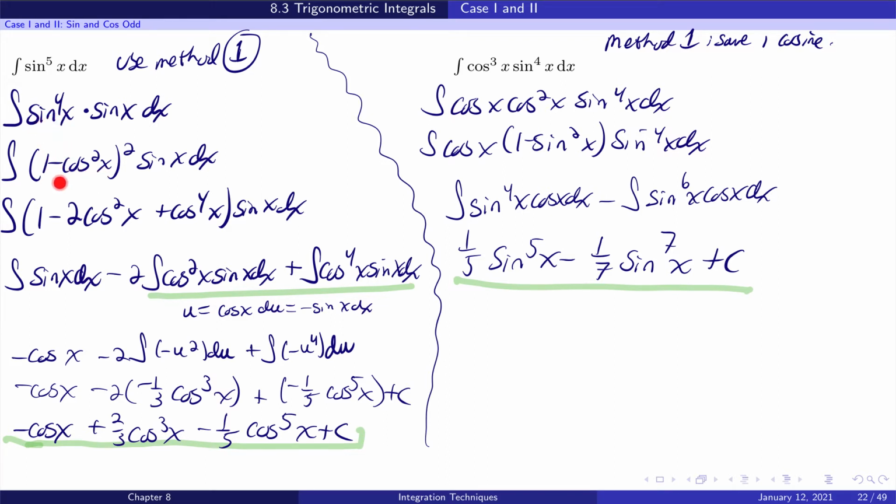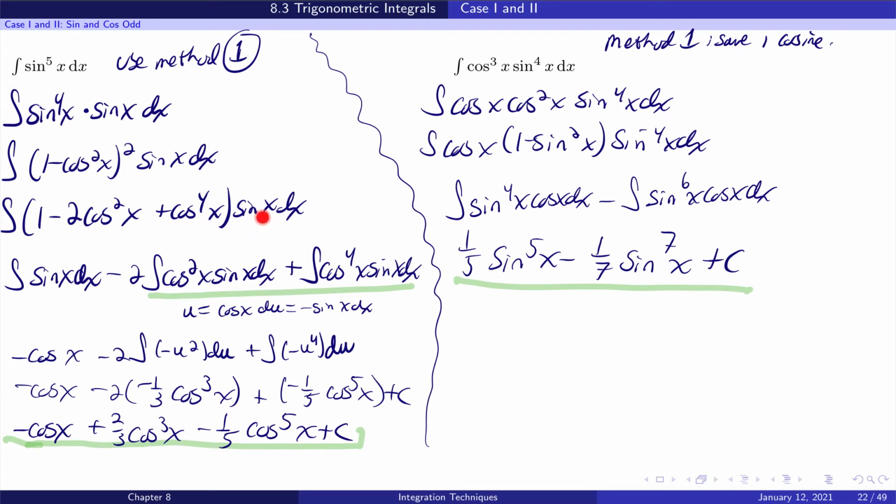So sine to the fourth is the same thing as sine squared, squared. Sine squared is 1 minus cosine squared. So I've got this, and now when I expand this out, I have this. And the reason why I save that sine x dx is now I can go through and let u equal cosine x, and then I've got du of sine x ready to go.